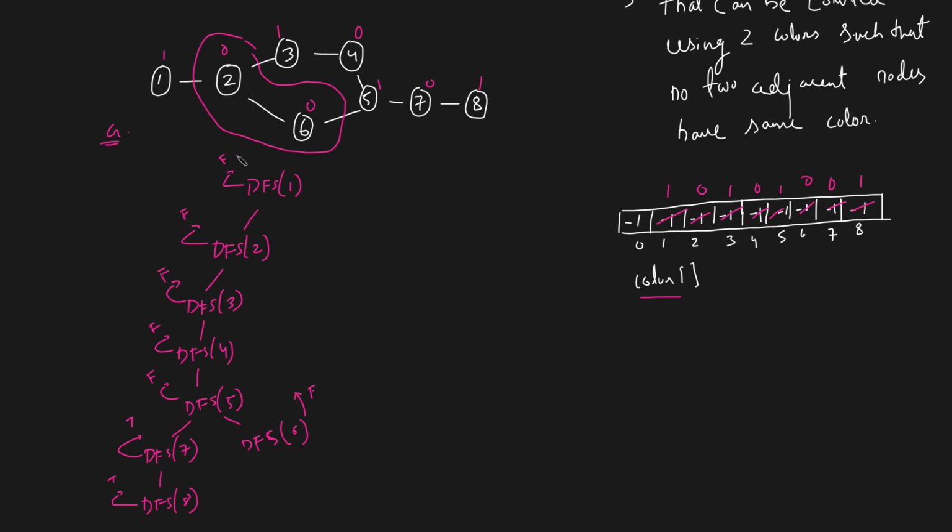Since one of them got a false, I returned false, and I'm saying that this graph cannot be a bipartite graph, right? So this is how you check for a graph. Is it bipartite or not? Now, this graph was a classic example of not being bipartite.